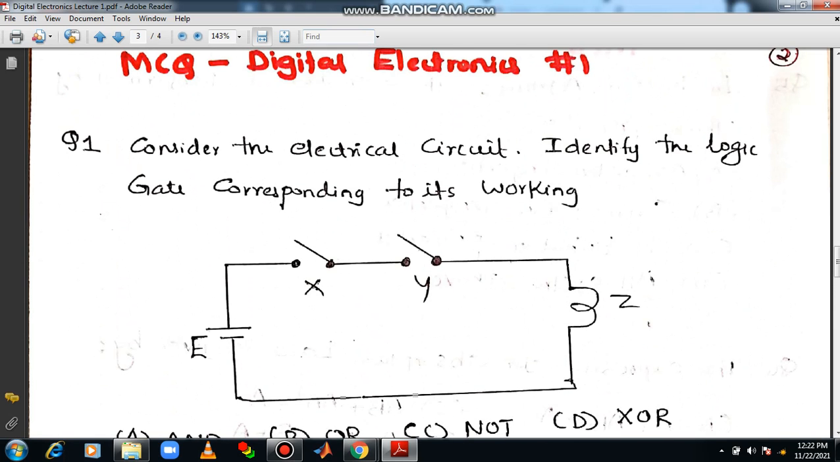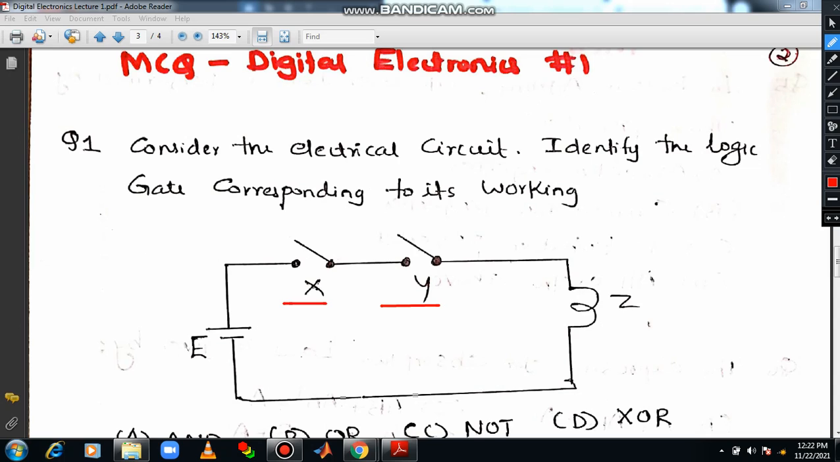So look at this. Consider the electrical circuit. Identify the logic gate. Here both the switches are in series, x and y. These are the 2 inputs. Both the switches are in series, and the bulb is actually connected here. Z represents the bulb, x and y are the inputs. Now you can imagine the bulb glows only if both switches are closed. Suppose one switch is closed and another switch is open, will the bulb glow? Never. So you have to apply the logic. What logic gate is following this particular circuit? Of course, the AND operation.